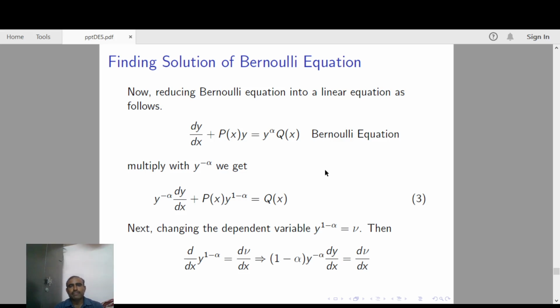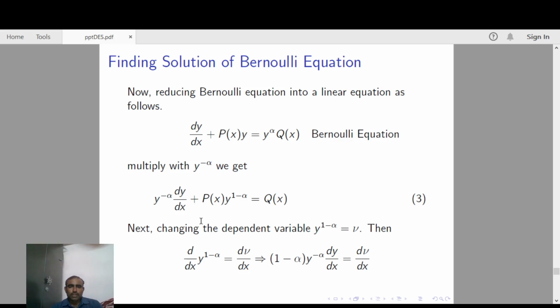First, reduce the Bernoulli differential equation to linear form as follows. If the given equation is in this form, then first reduce it to linear form by taking y power 1 minus alpha is equal to t. So particularly, first multiply with y power minus alpha. We get y power minus alpha dy by dx plus p of x into y power 1 into y power minus alpha, that is y power 1 minus alpha, is equal to q of x.